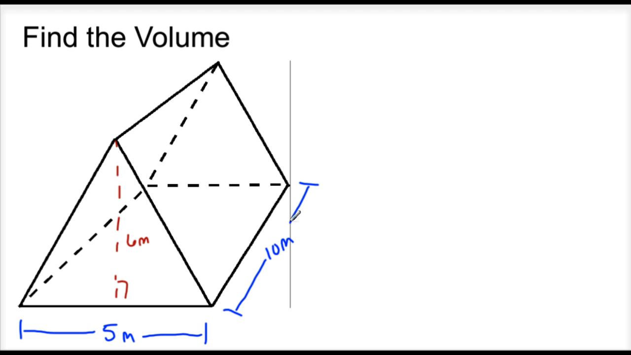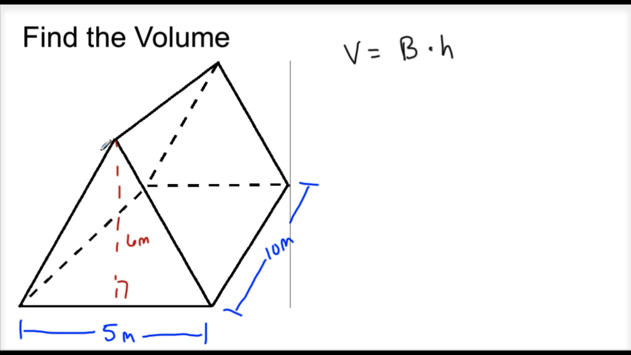So here we have a triangular prism. When you're looking at this, you don't have a formula for this one. But again, your volume is always going to be your base times some height. The question becomes, what is your base? So look at the different shapes here that create this solid.